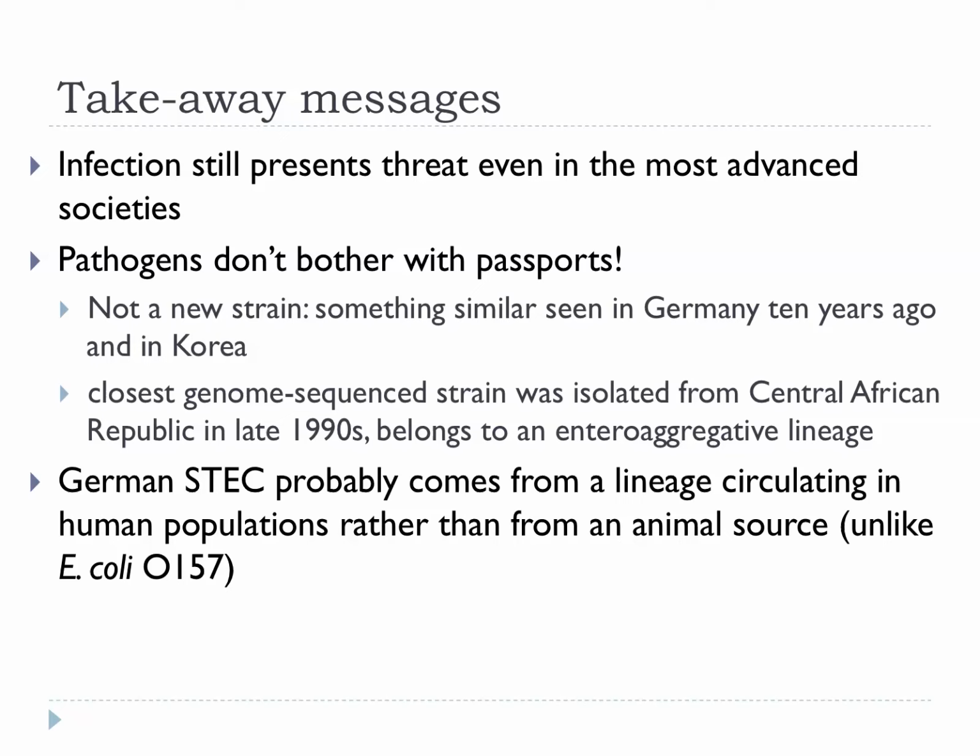So Mike Feldgarden had pointed out that this was a strain seen in Germany 10 years before, but a similar strain had been seen in Korea. And then David Studholme pointed out that the closest genome sequence strain was actually isolated from the Central African Republic in the late 1990s. And it belonged to an enteroaggregative lineage, which was completely unexpected. Everyone assumes that STEC equals EHEC, that they all come from these defined lineages that we know about that have type 3 secretion system, LEE-encoded type 3 secretion and so forth. This was quite different. It came from an enteroaggregative lineage.